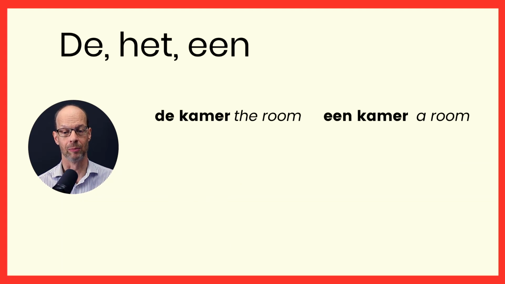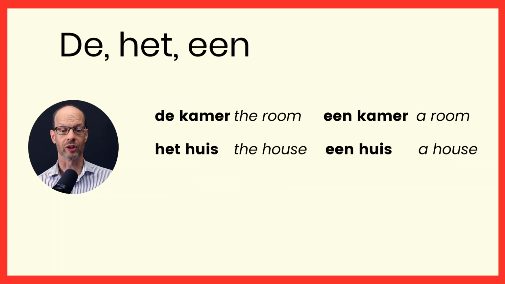So let's look at some examples. So we have, for example, de kamer, de kamer. So kamer is always preceded by de, and it means the room. Then we have een kamer. Een kamer is a room. Then, for example, we have het huis. So huis, the house, is het huis. It is the way it is. There is no de house. It's just always het house. But when we say a house, it is always the same. It is een huis.